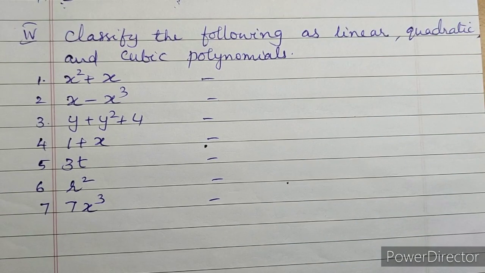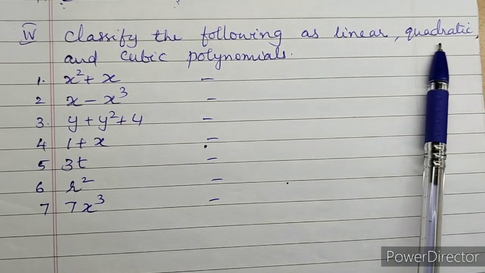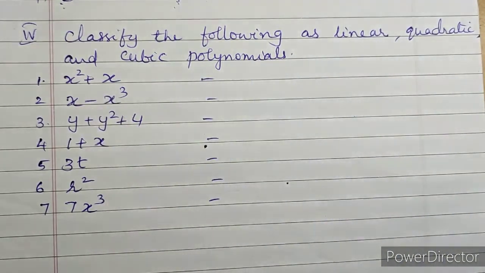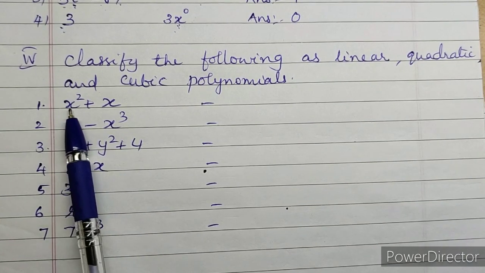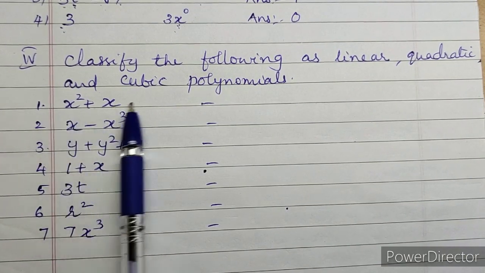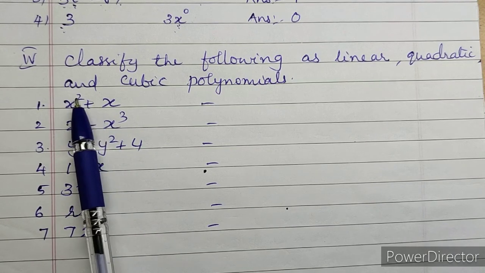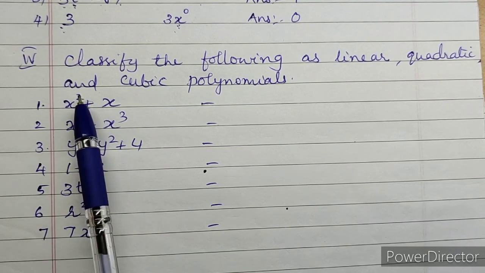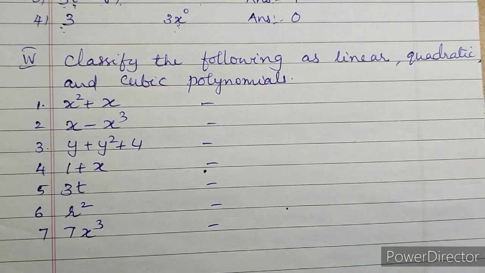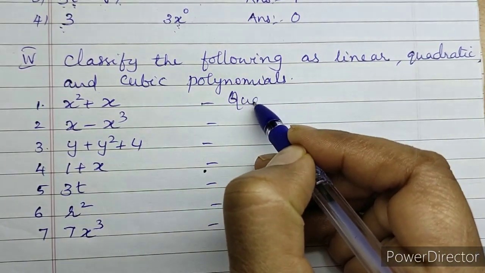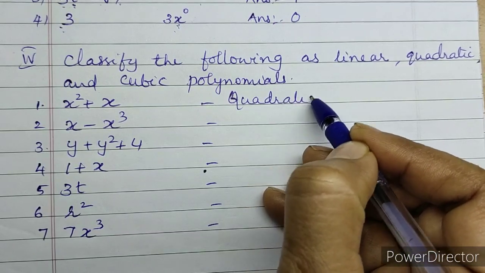Next main, classify the following as linear, quadratic and cubic polynomials. This is types of polynomials. So first one, x square plus x. What is the degree of this polynomial? That is the highest exponent of the variable. It is 2. 2 is the degree, means what type of polynomial? It is quadratic polynomial.